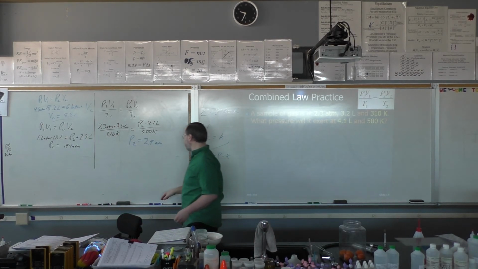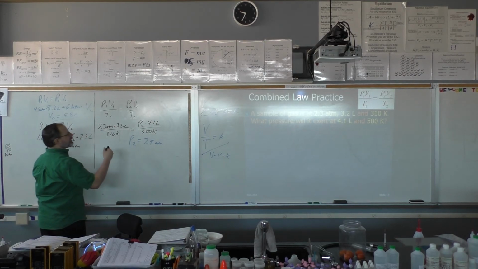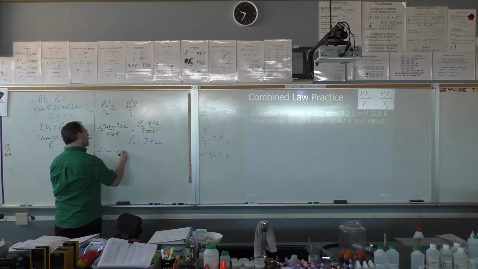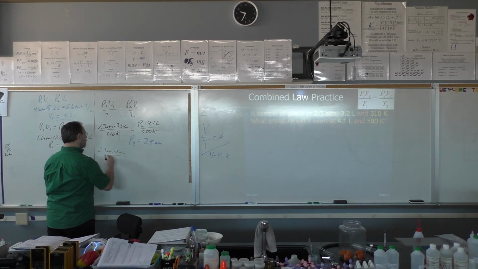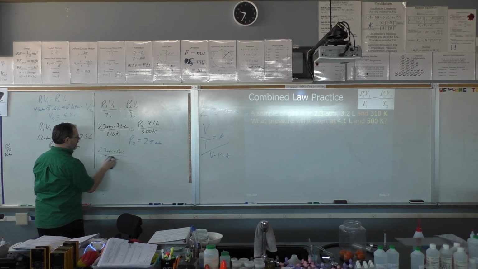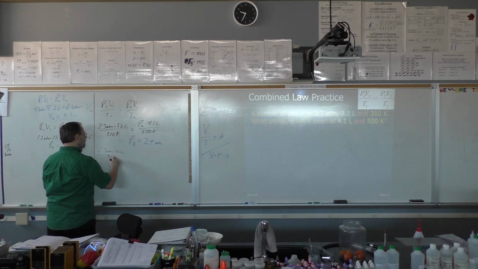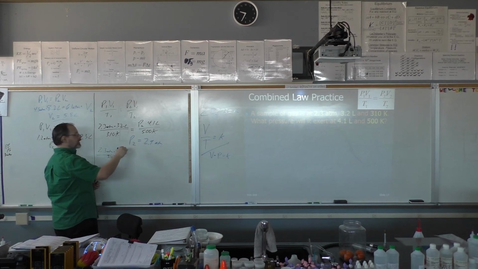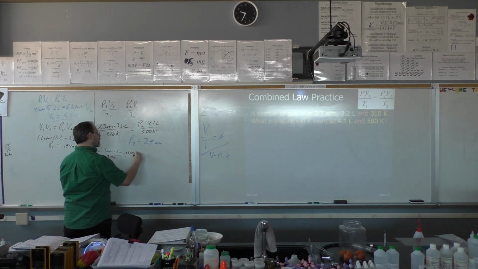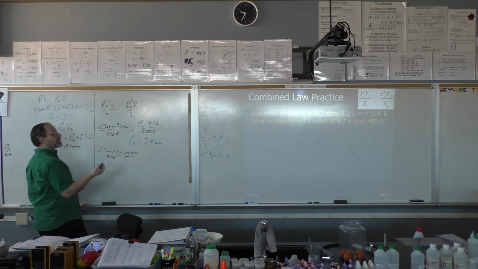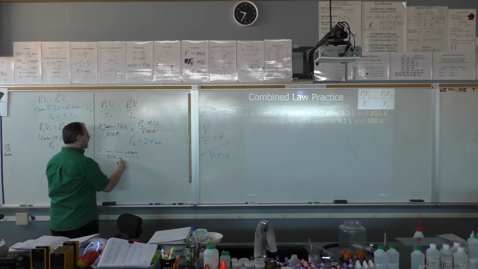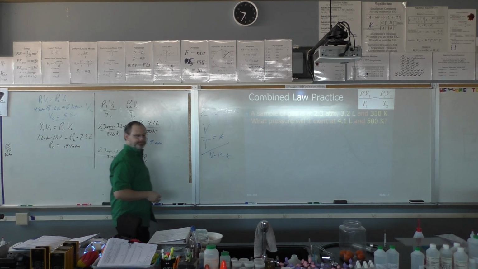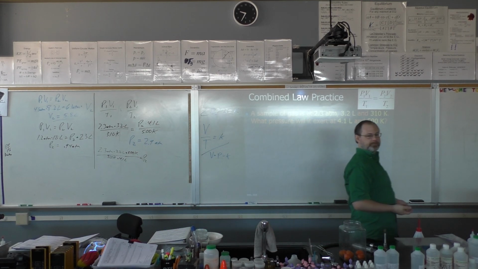Okay, so if you're trying to get P2 all by itself, what I would do is this. I would take your 2.3 atmospheres and your 3.2 liters over your 310 Kelvin. And I would multiply both sides by 500 Kelvin, because you want to get P2 all by itself. So we're going to put the 500 Kelvin up here, and you're going to divide both sides by 4.1 liters. You're going to put the 4.1 liters back here. And that's going to get P2 all by itself. Okay. Cool? All right, questions?